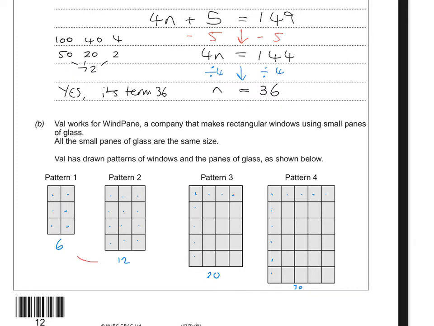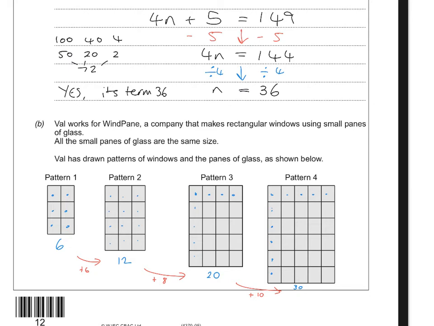So we could maybe have a look to see how many of these are going up in. So I add 6, and then I add 8, and then I add 10. Now, some of the things that people do wrong, if you look at the next question, it says, in pattern 8, are there going to be 110 little panes of glass?